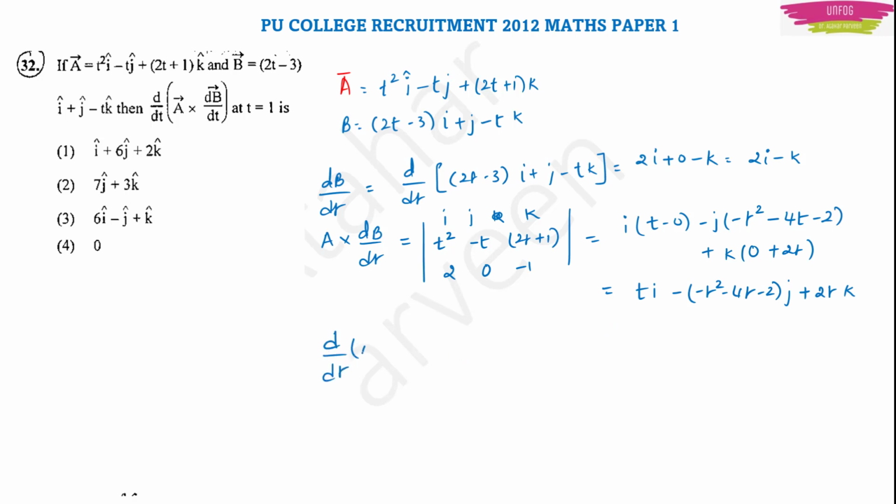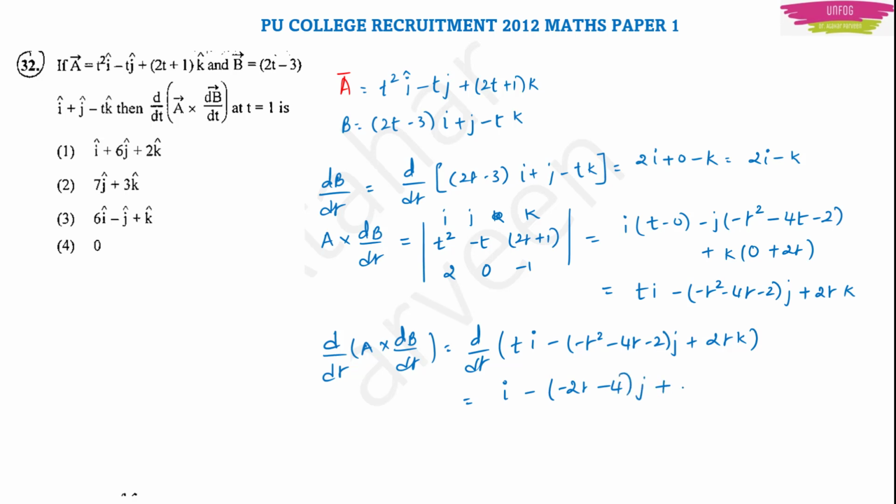d by dt of A cross dB by dt. So you have to do d by dt of this equation: t into i minus of minus t square minus 4t minus 2 into j plus 2t into k. So this will give you i minus 2t minus 4, 2 will become 0, plus j, plus t will become 1, 2k. Now you have to put t is equal to 1.